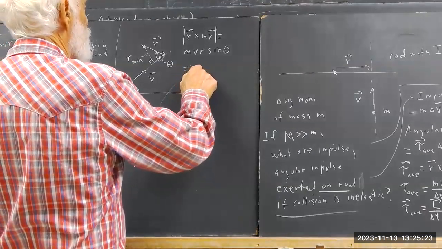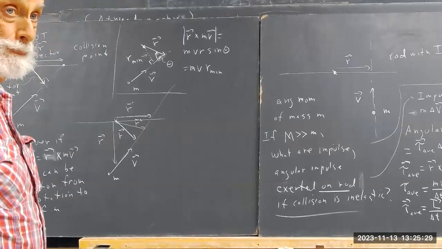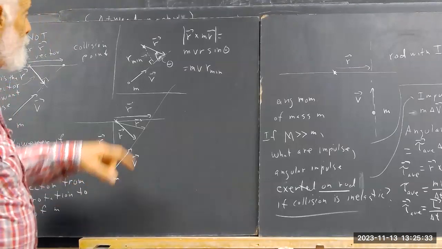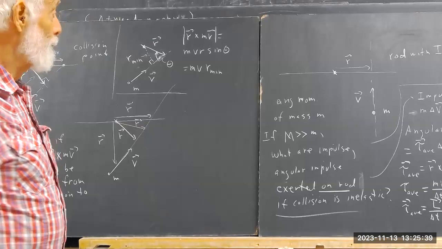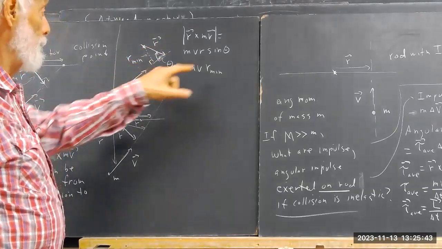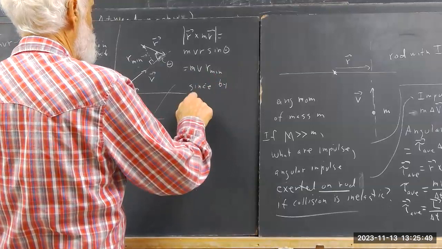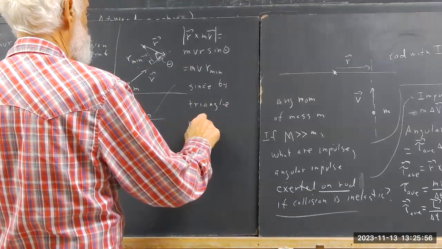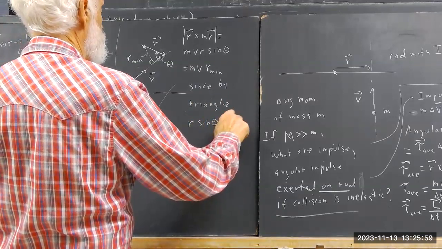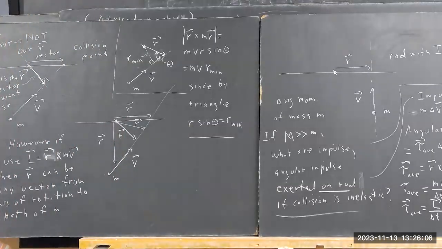And this equals MV times R min. Because what? Sine of theta is R min over magnitude of R, right? So magnitude of R sine theta is R min. So, as I said, it doesn't matter what R vector you use.